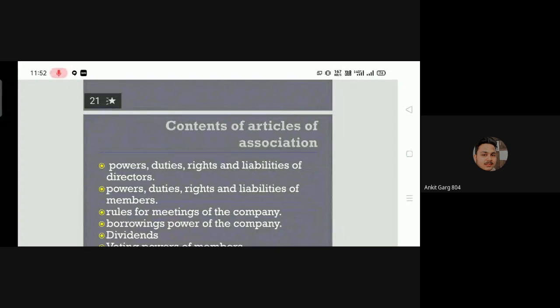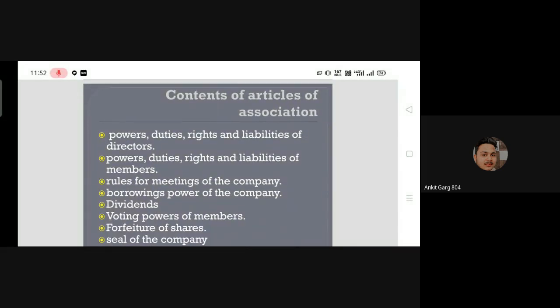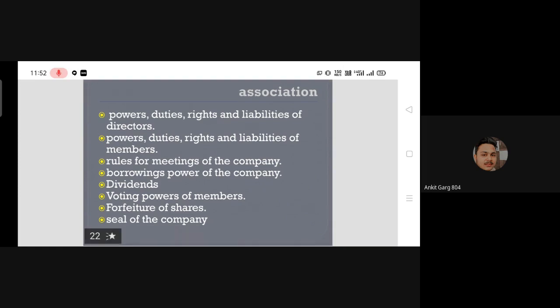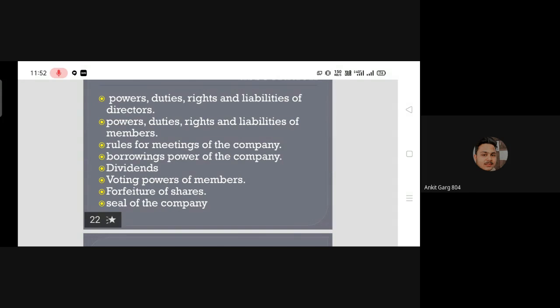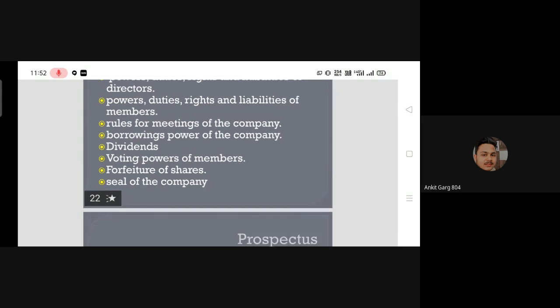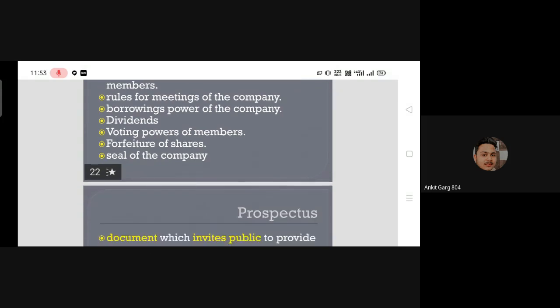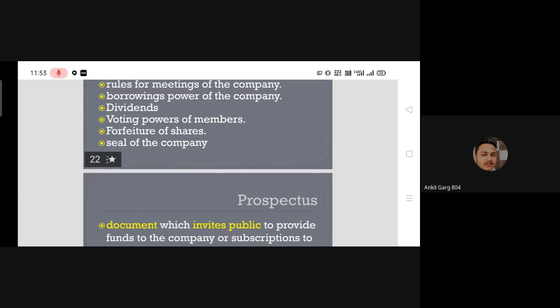Now let us discuss the contents of the Articles of Association. The Articles of Association contain the powers, duties, rights and liability of directors, powers, duties, rights and liability of members, rules for meetings of the company, borrowing power of the company, dividends, voting power of members, forfeiture of share. Forfeiture of share means the cancellation of share if the shareholder fails to pay the subscription money that is demanded by the company. Seal of the company.